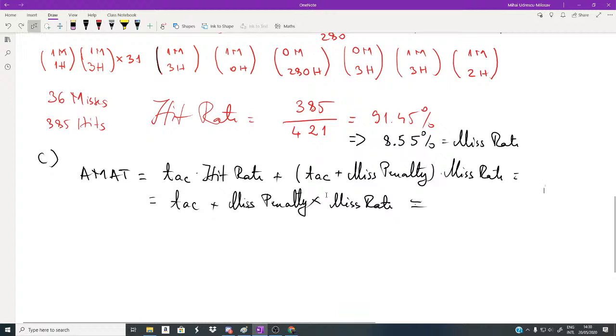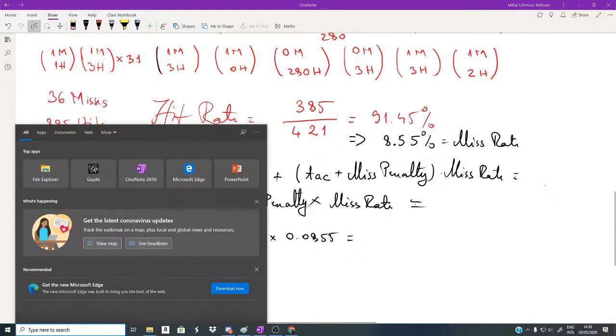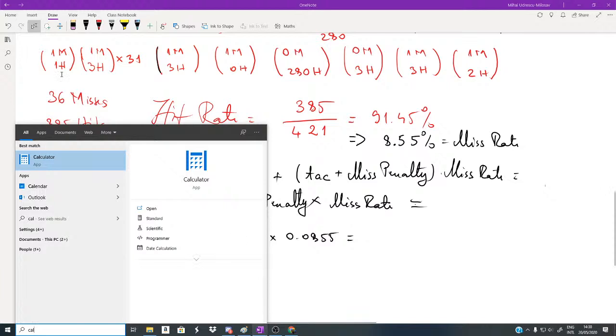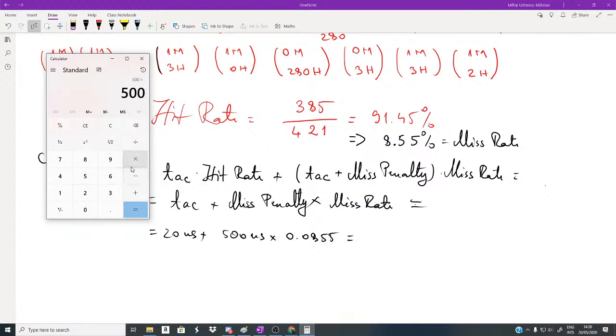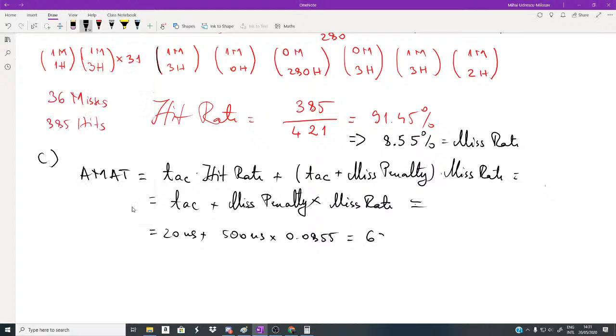So this is the time of access. That's 20 nanoseconds. 20 nanoseconds plus the miss penalty, I guess, is 500 nanoseconds, if I remember it correctly, times 0.0855. So it's 500 times 0.0855, plus 20, and that is 62.75 nanoseconds, and that is the average memory access time.